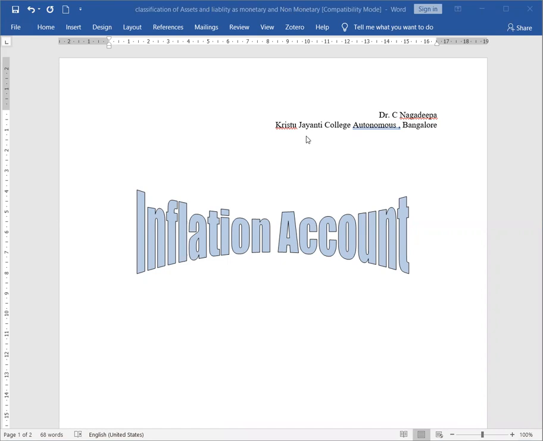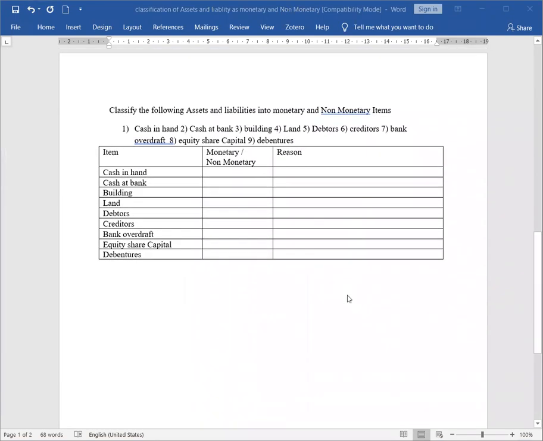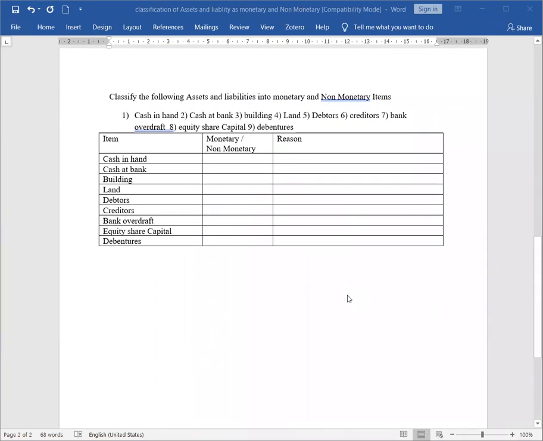In inflation accounting, we are going to look into some items, whether those assets and liabilities are monetary or non-monetary items. We'll see here. There is a list of items given. You have to identify whether these are monetary or non-monetary items. We'll see one by one.